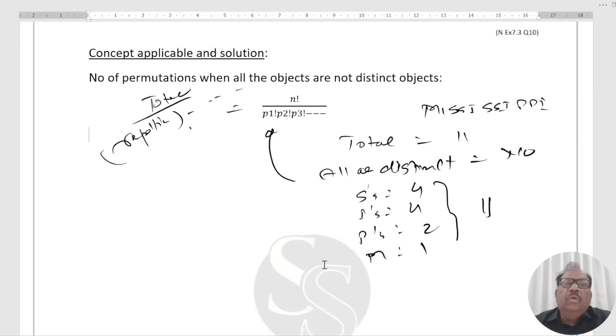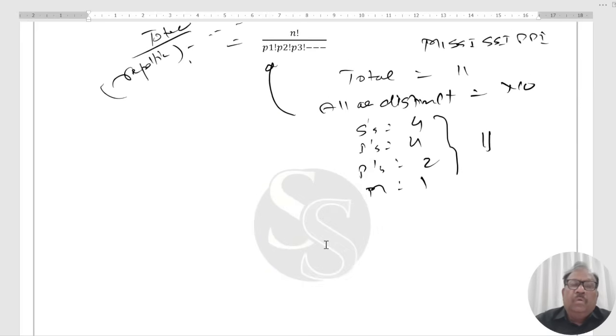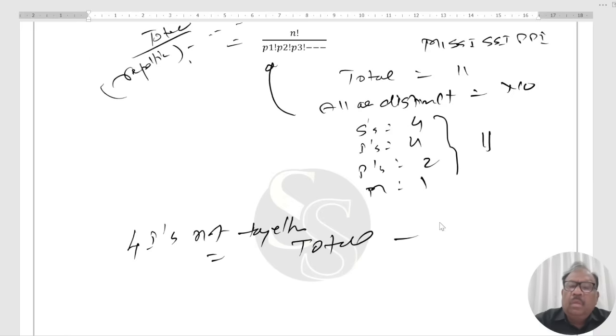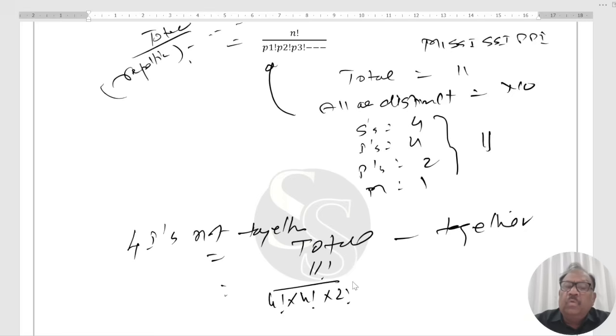So, 4 I's not together. Not together means total minus together. Total means without any condition we have to make the permutation. Total are 11 divided by the repetition: factorial 4 into factorial 4 into factorial 2 into factorial 1, minus together.